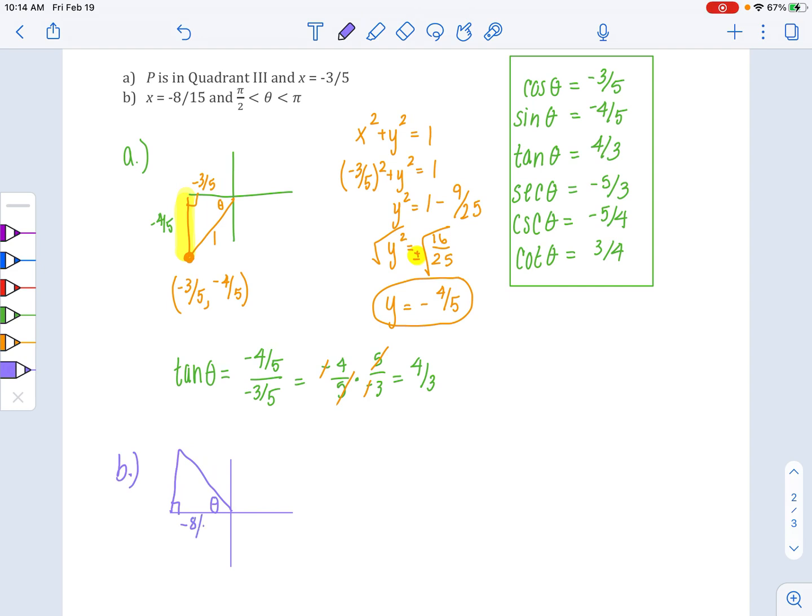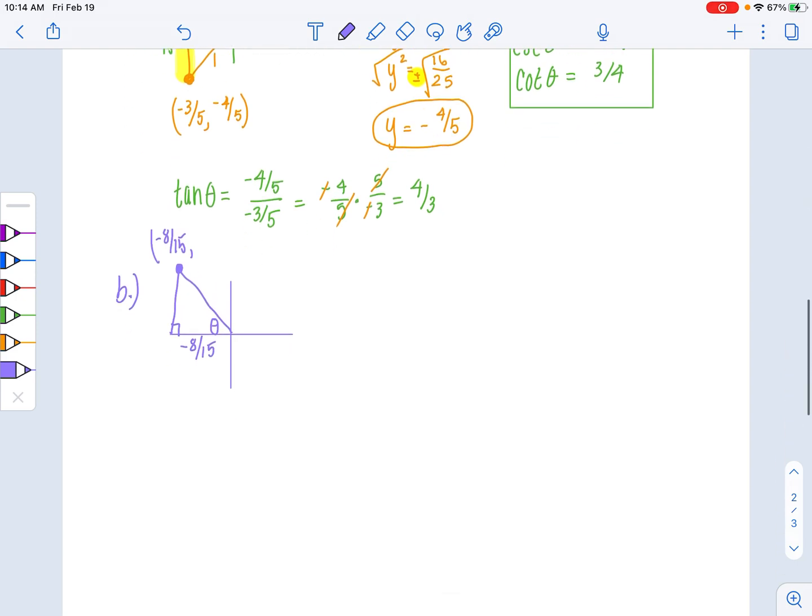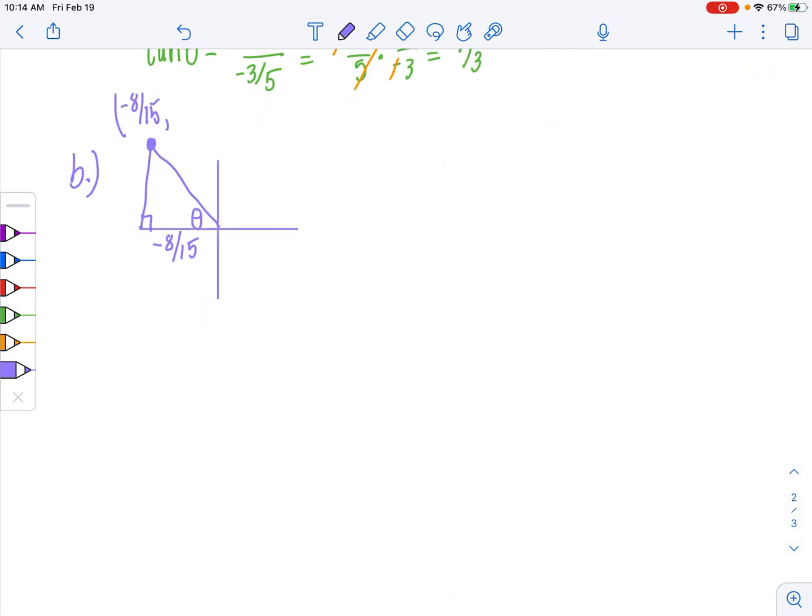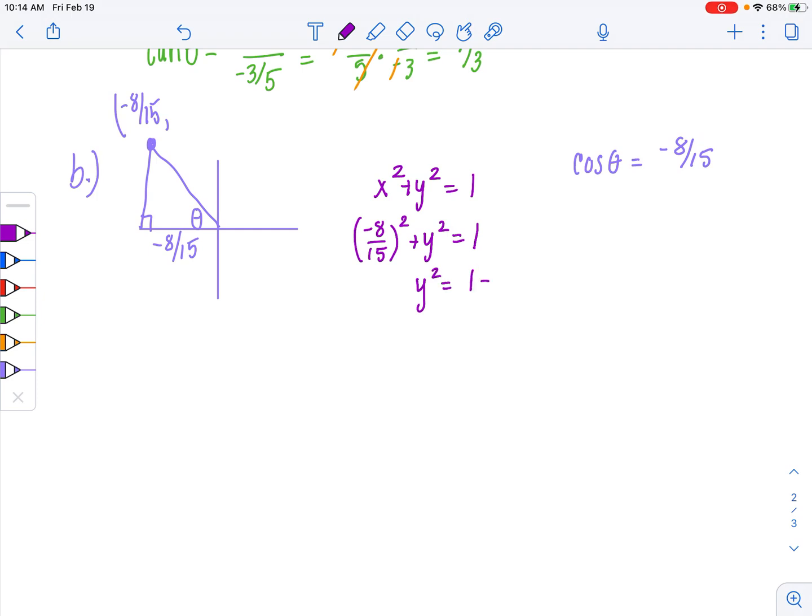And I know x is negative 8 over 15. So here's my point. My x is negative 8 over 15, which makes sense because it's going to the left. And now I'm going to do everything again. Because I know the x, I already know my cosine. And now let's solve. We'll use our unit circle. I know the x. We're going to solve for y.